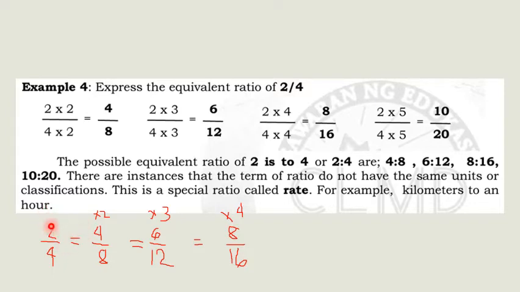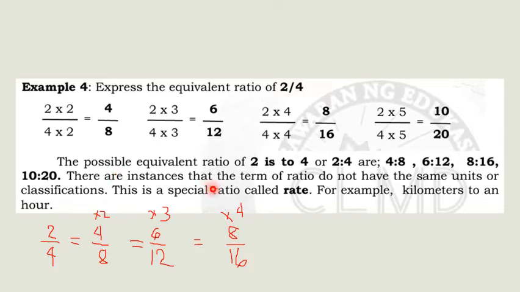Or, mas madali, ganito lang. 2 plus 2, 4. Plus 2, 6. Plus 2, 8. So, dito naman sa baba, 4 plus 4, 8. Plus 4, 12. Plus 4, 16. So, ulit-ulitin nyo lang ng add ito para malaman natin yung mga equivalent ratio.